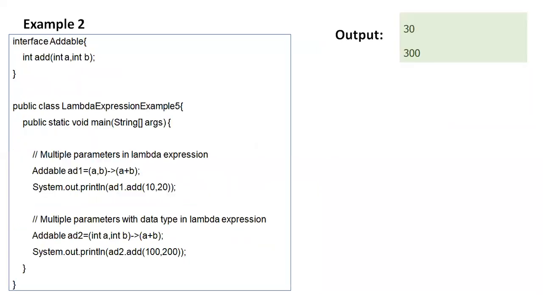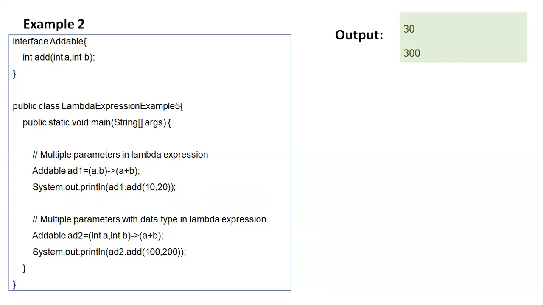Another example is given. Without a functional interface, we cannot create a lambda expression, so we have to create a functional interface. interface Addable with int add(int a, int b). Then public class LambdaExpressionExample5, public static void main(String args). Addable is the interface name, ad1 is the object name. We are passing two parameters, a comma b, then the arrow, a plus b. We are adding the two values.